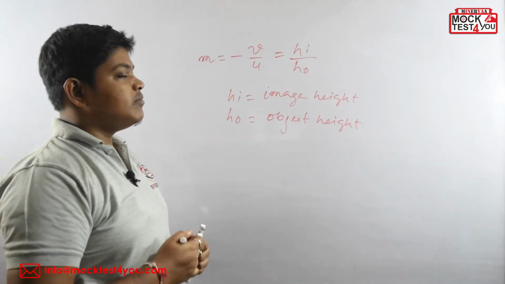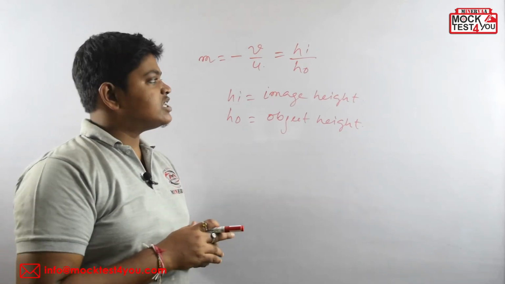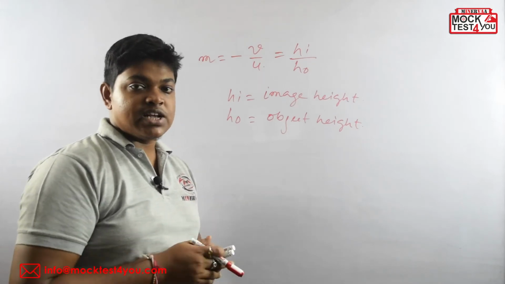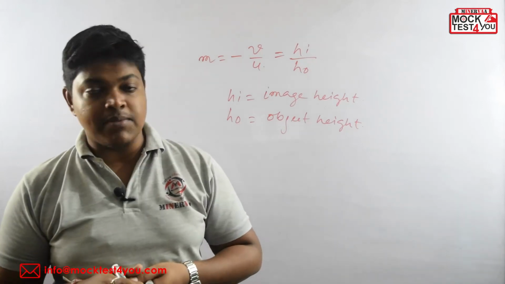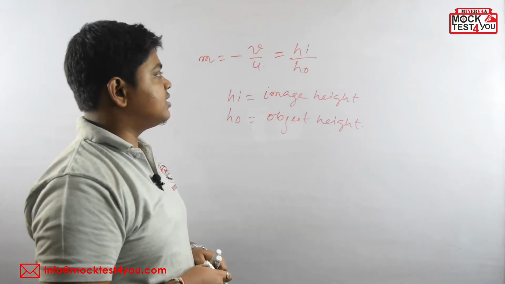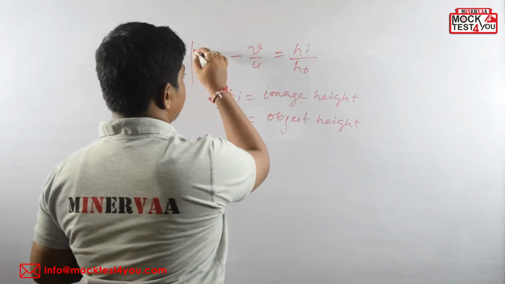The object height will be given to us, for example that a 2 cm small object is placed 15 cm in front of a concave mirror or convex mirror. The focal length will be given, you have to find out the image distance, and after that they will ask you to find out the magnification, then find out the image height. So in that case we should use this formula.